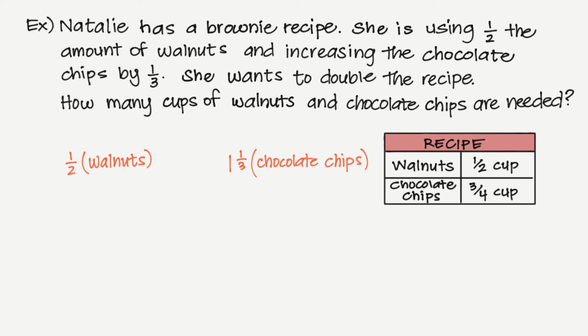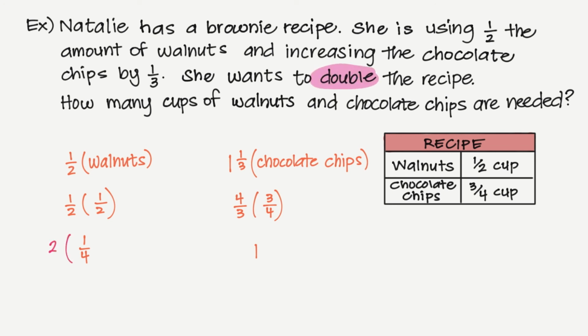So let's go ahead and fill in what we know then. According to the recipe, the walnuts is 1/2 of a cup. So I'm going to plug that in. 1/2 times 1/2 is 1/4. So that means for one recipe, it's 1/4 cup of walnuts. Moving on to the chocolate chips, I'm going to create an improper fraction, which would be 4/3 times the 3/4 cups of chocolate chips. And that's going to give me the number 1. So I need 1 cup for one recipe.